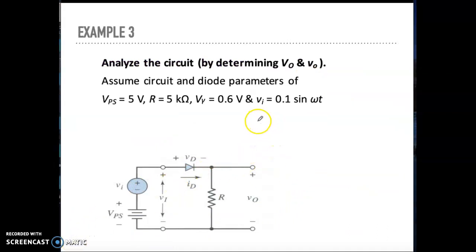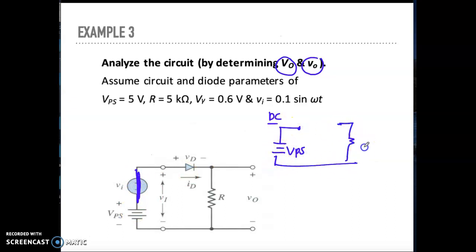Okay, so let's do one example. The circuit will remain the same. What you need to find is the DC voltage and also the AC voltage. So let's start with the DC. When you're doing DC, you need to turn off your AC sources, so it becomes only VPS. And then you have your diode and your R, and the current flowing here is capital I, capital D.